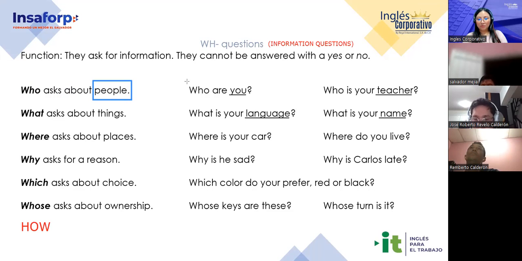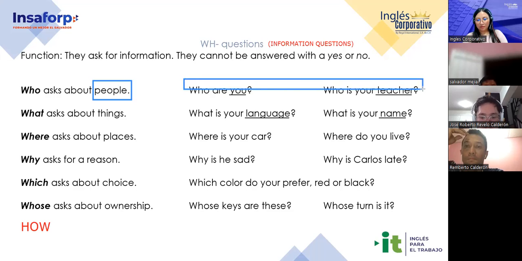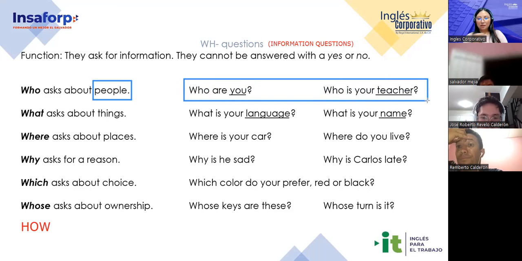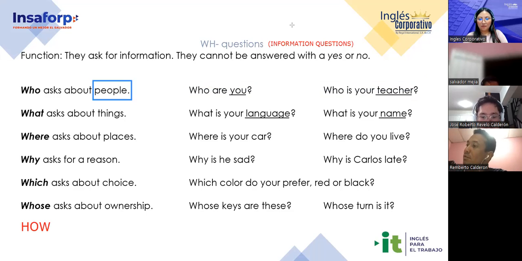For example, I can ask questions like this one. Muy bien. Who are you? Who is your teacher? Y quiero que vean acá también. Podemos redactar esa pregunta utilizando un pronombre o igual sustituirlo por el nombre de la persona. Who are you? Who is your teacher?